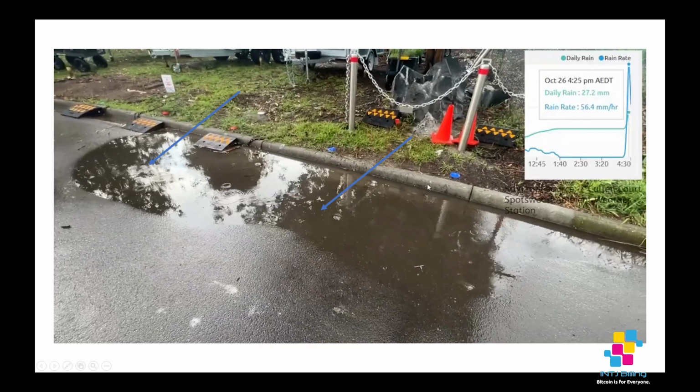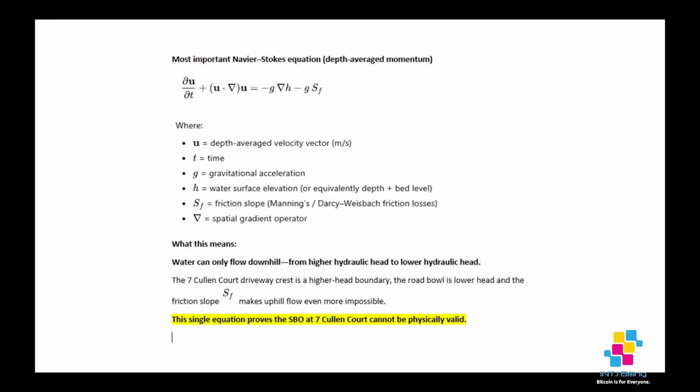All right. So remember our equation, the depth average momentum equation. Okay, the same equation Melbourne Water uses. Proves that the SBO at 7 Cullen Court is not physically possible. The driveway crest blocks all overland flow. The gradient points downhill into the road, and no model can override gravity. I mean, physics don't lie.